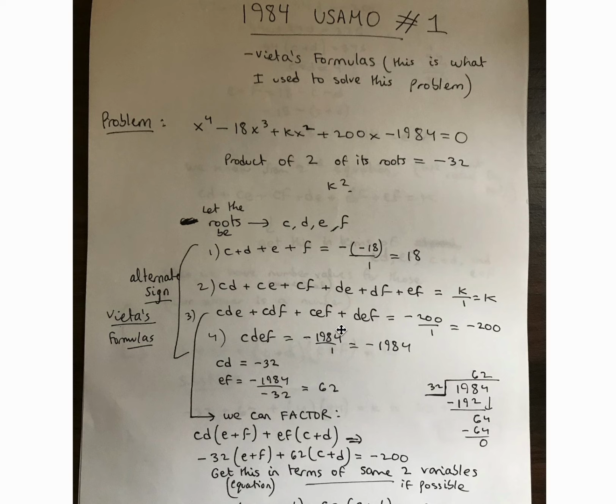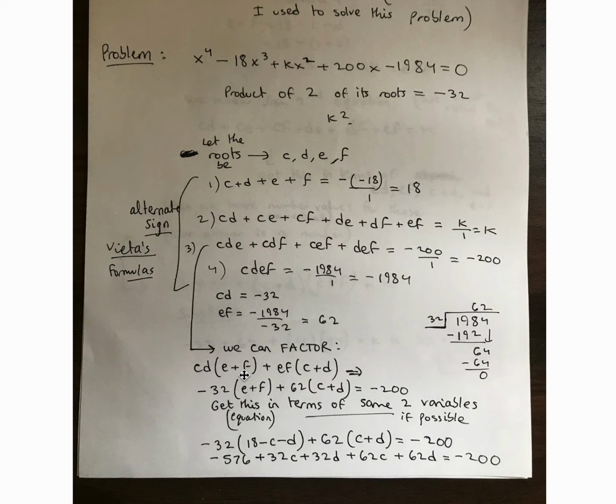And if CD is equal to negative 32, then the product of E and F is going to be negative 1984 divided by negative 32, which would be positive 62. And I did the division right here. Okay. So we can factor this out. What I basically did was I factored the third equation here in terms of E, F, C, and D. So C and D are common for these first two, and then for the last two, E and F are common. So I can do CD times E plus F plus EF times C plus D.